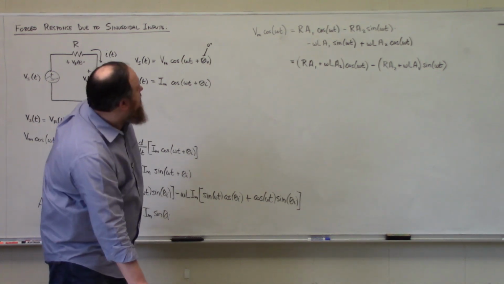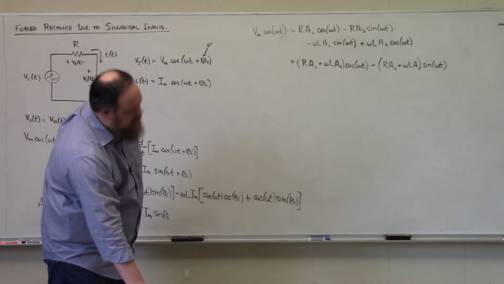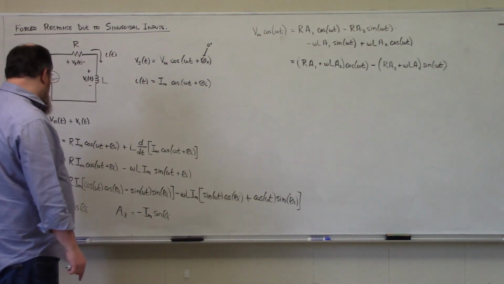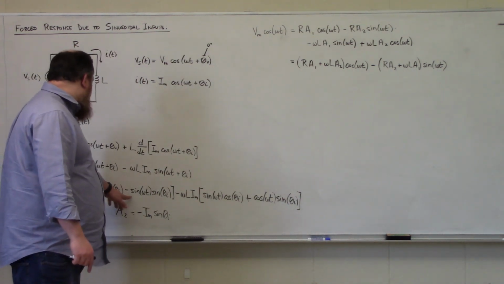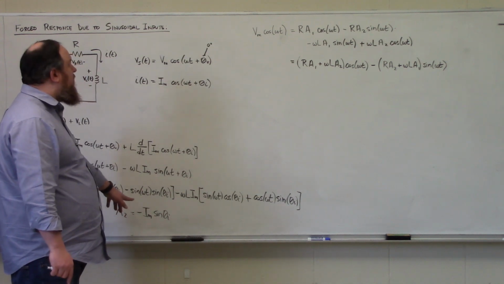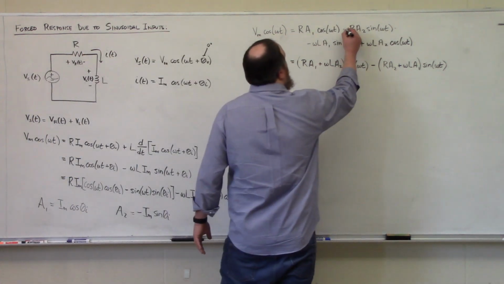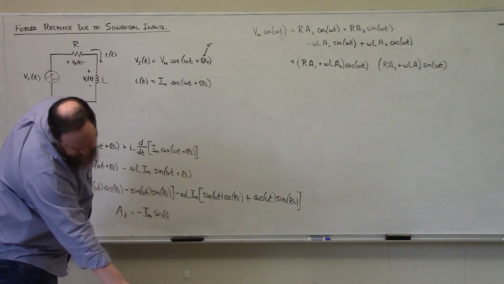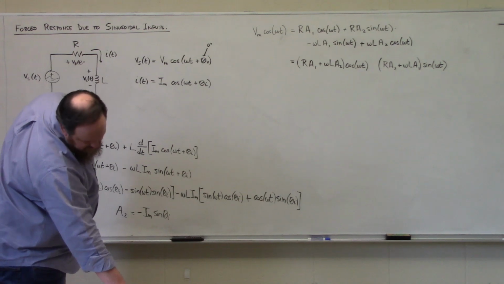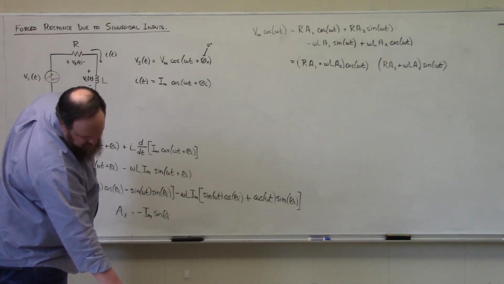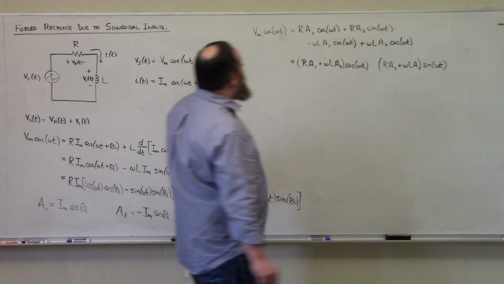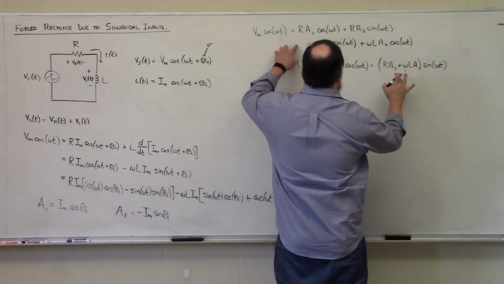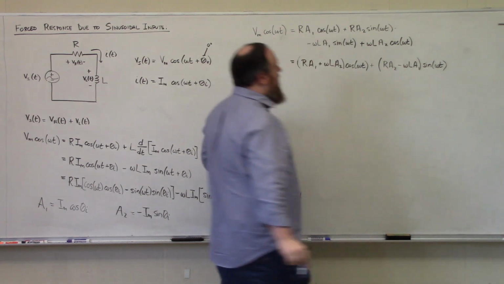So R A1 cosine omega t plus R A2 sine omega t. Let me check the sign on that real quick. So I have negative sine theta I. Okay, so this should be a positive sign there. Minus omega L A1 sine omega t plus omega L A2 cosine. Okay, so plus here, minus here. Sorry about that.